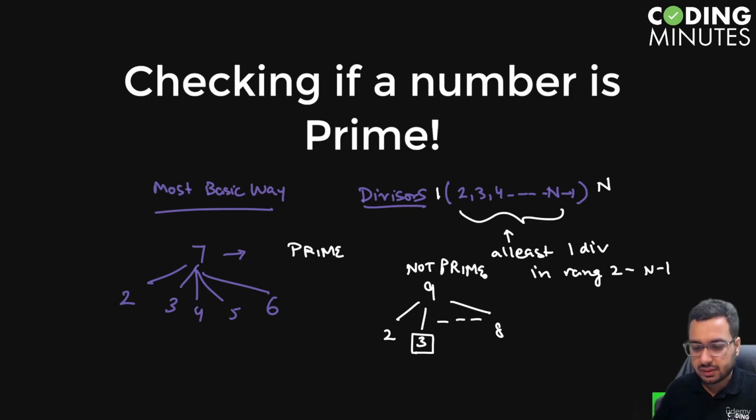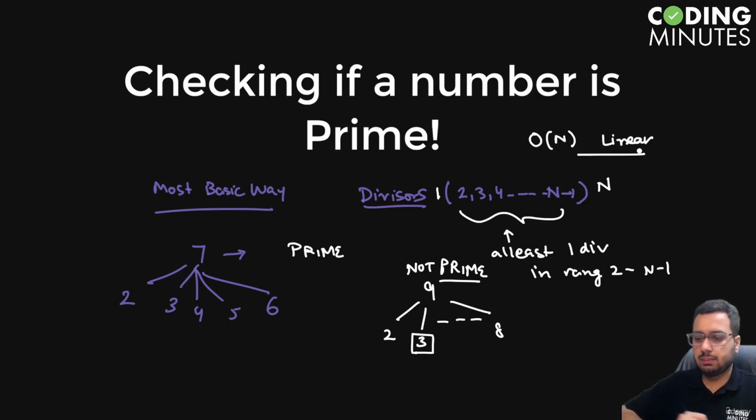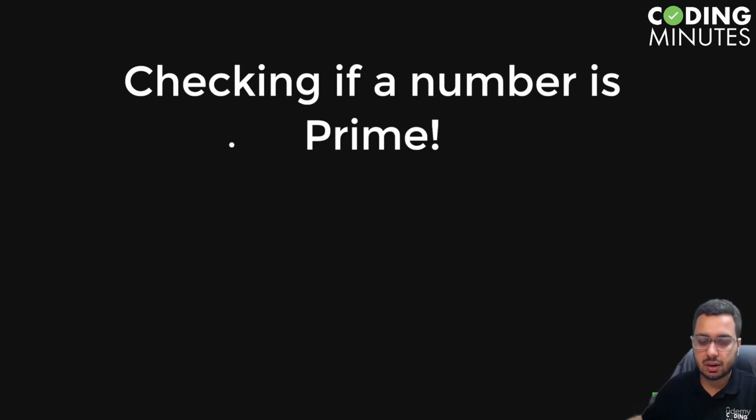The complexity of this method of checking whether a number is prime or not is roughly order of n time. It is linear. If you want to do it for a large number, it will take a lot of time. As n grows, the time will also increase linearly. That's what we are trying to say.